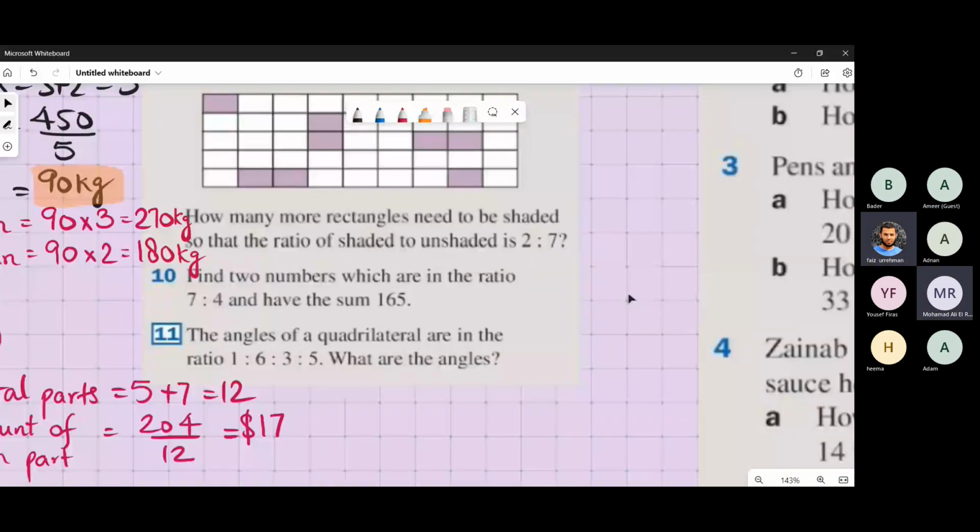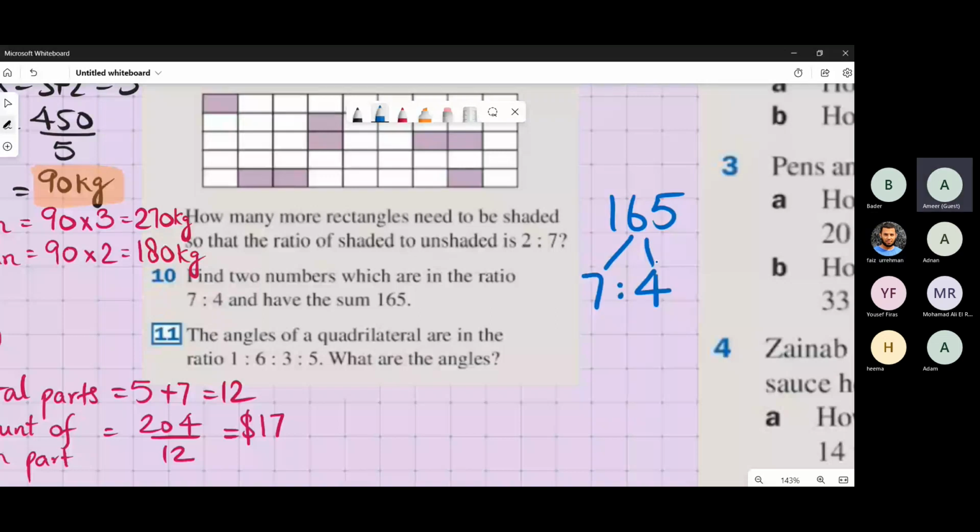The same thing, now they are writing in English and in big sentences. Find two numbers which are in the ratio 7:4 and have the sum 165. Same thing. 165 has to be split into 7 and 4 ratios. 7 plus 4 equal 11. What are total parts? 11.